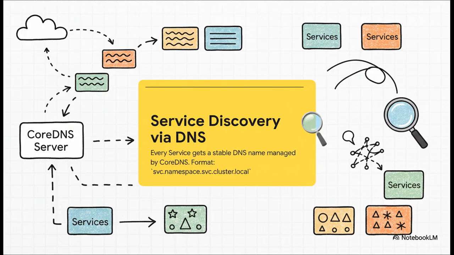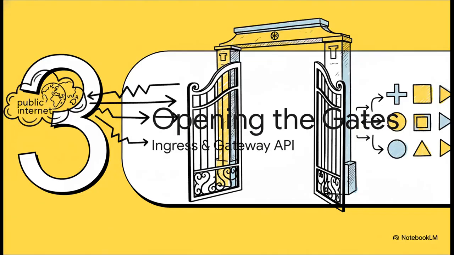Every service automatically gets a predictable name from the in-cluster DNS server, which is usually CoreDNS. This makes service-to-service communication incredibly simple and, more importantly, really robust. Okay, we've got our internal communications sorted. Now let's talk about the final leg of our packet's journey. How do we get traffic from the public internet into our cluster and route it intelligently to the right service? This is where we open the gates with something called Ingress.